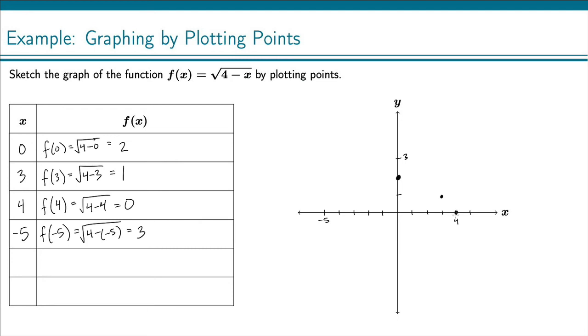And I know that my graph stops there. I know that my x values can't be bigger than 4. And then at negative 5, I had a y value of 3, and that's right about there. And so now I can go ahead and draw a curve that's connecting these. Okay, and that gives me an idea of what the graph looks like.